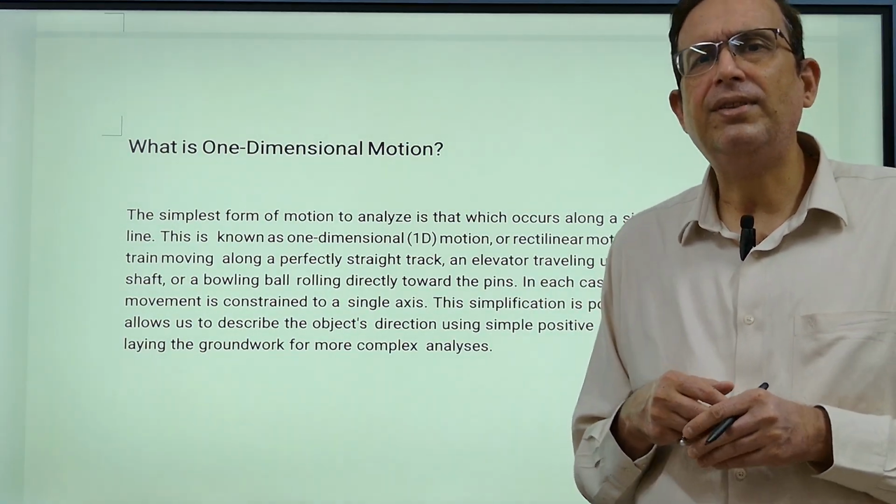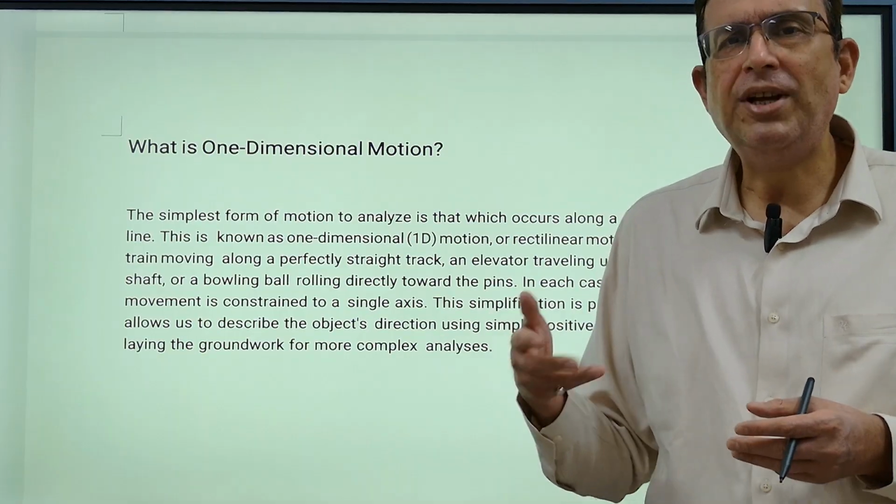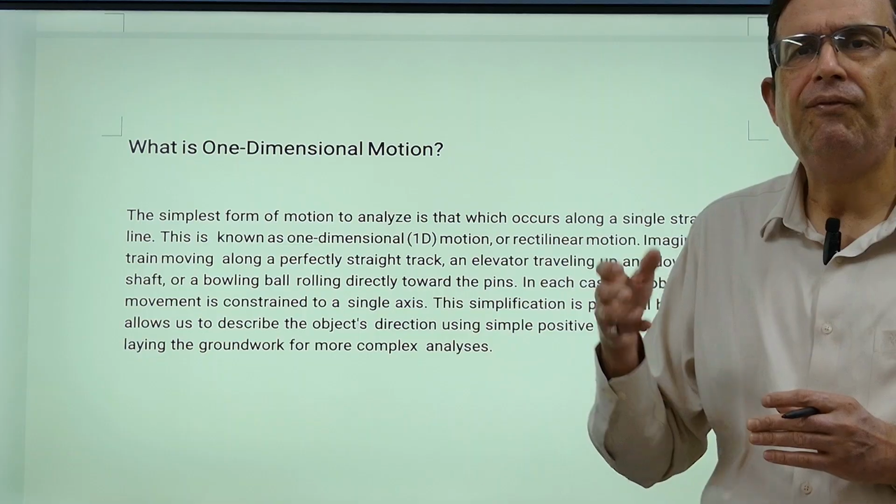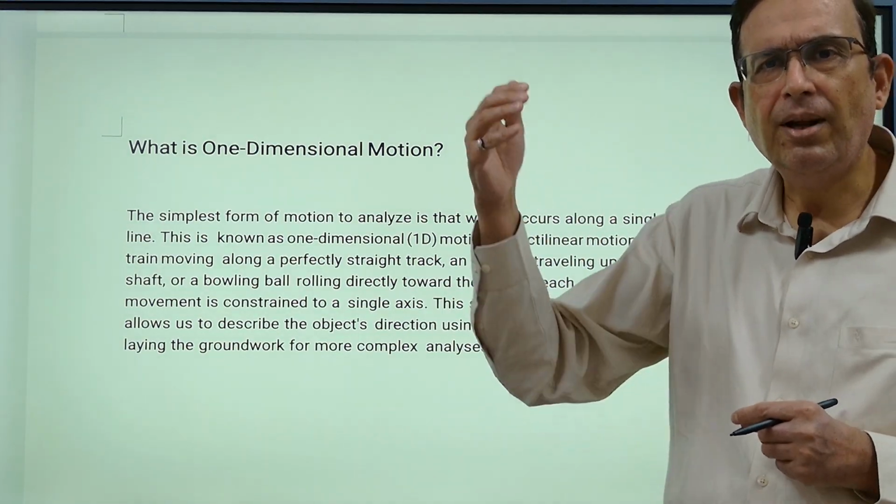But let us say some flexible object is tumbling over a slide. Let us say a flower or some other thing is tumbling over the slide.